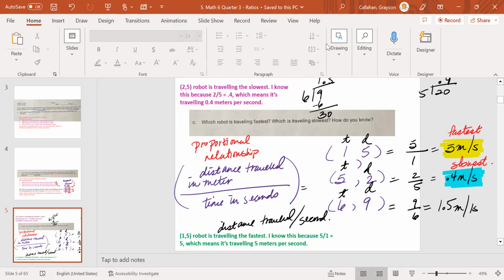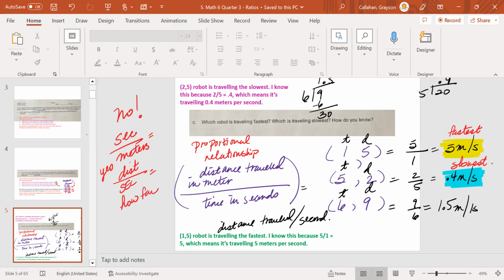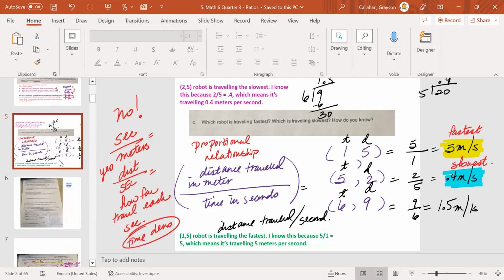One answer is about the fastest, the other one the slowest, so you don't want to mistake this. You do not want to do seconds over meters. Okay? The reason for that is because you want the distance on top divided by the seconds, so that way you know how far each robot is traveling for each second. So time has to be in the denominator. Does that make sense? Okay, so you want to be careful with that one. That could be a little bit confusing.